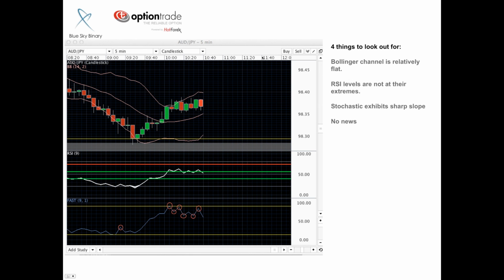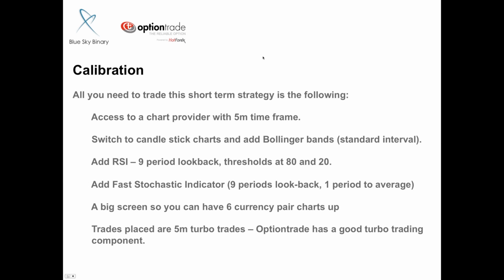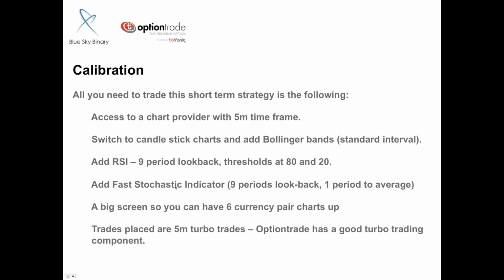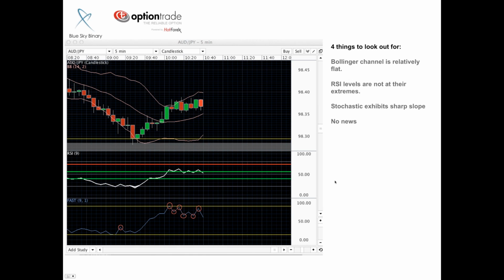But you can use free stock charts. You can use MetaTrader 4, whatever you like. I personally use Oanda. Switch to candlesticks and add Bollinger Bands, the standard intervals. Add the RSI, 9-period look back, and thresholds at 80 and 20, like I said here. Add the fast stochastic indicator, 9 periods look back, and 1 period to average. That's this here.